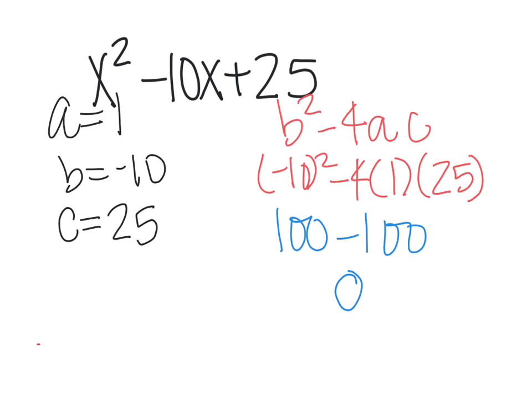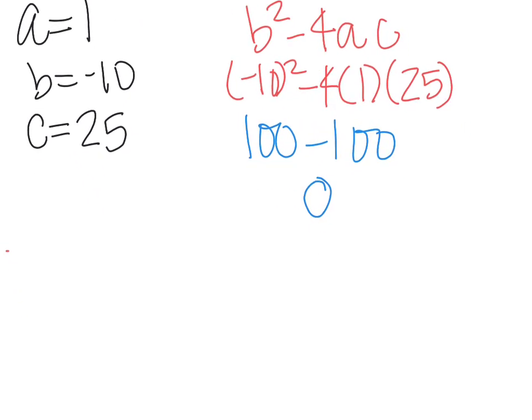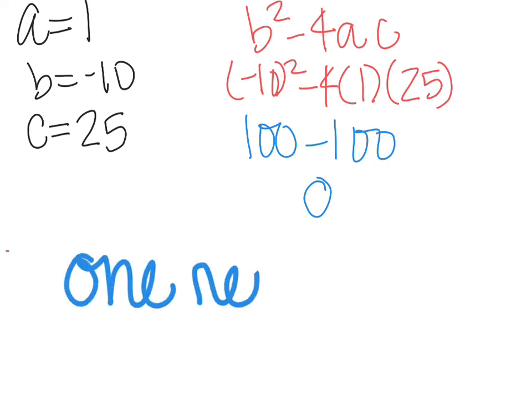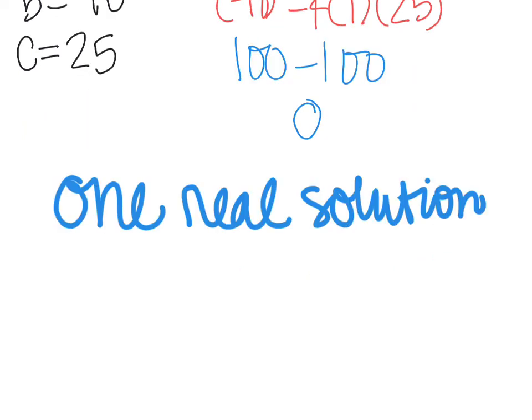So that was the third possibility for our discriminant. Whenever our discriminant is 0, that means we have one real solution. Now I would go back and look at that chart that was in your book. I believe it was on page 206 that told you about the solutions, just to verify everything.